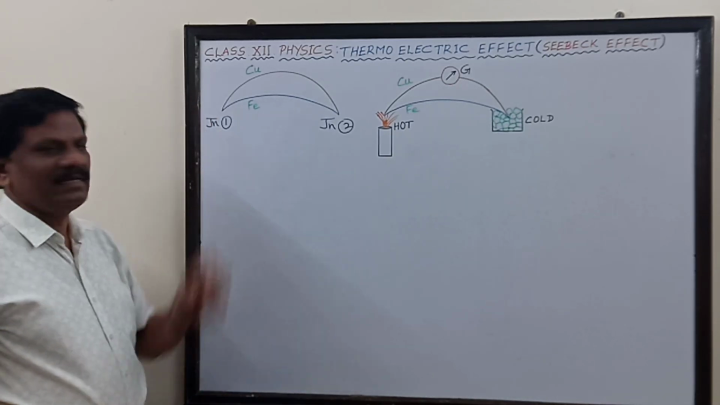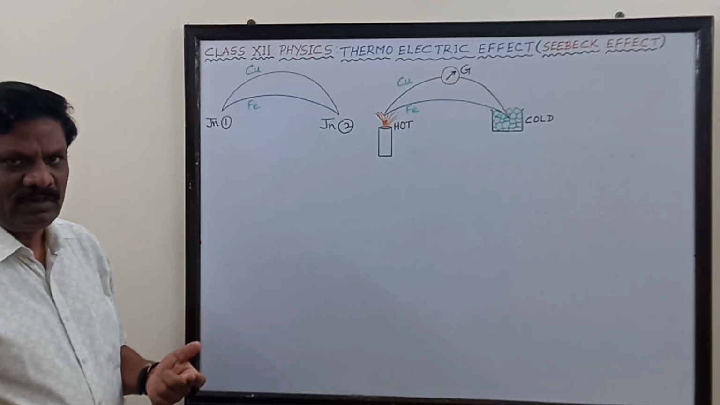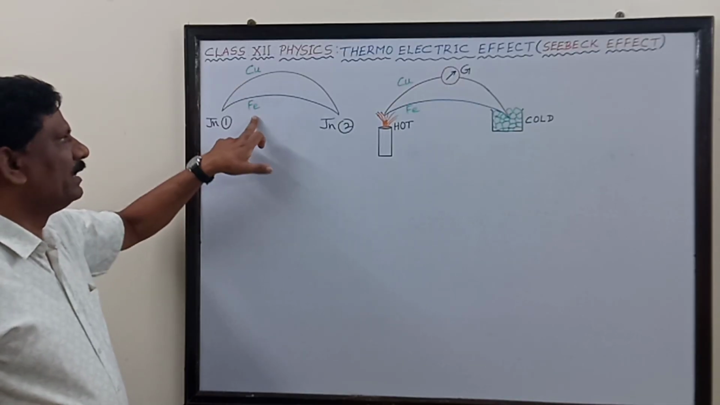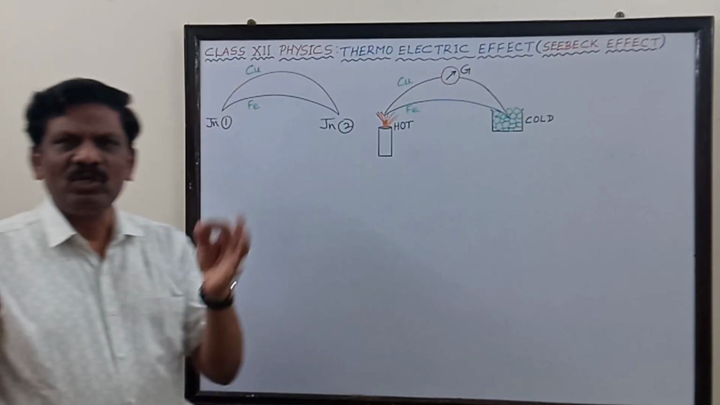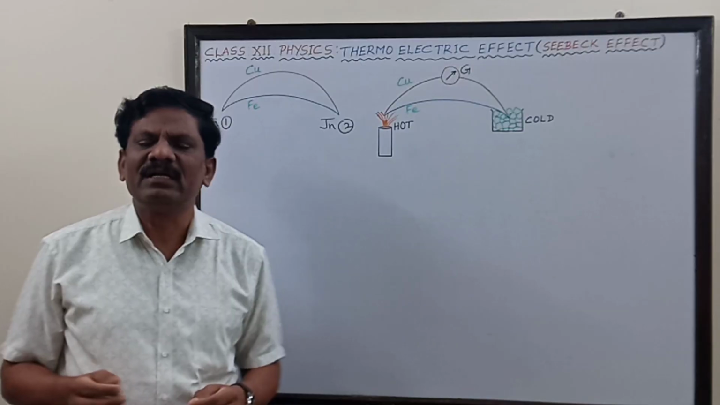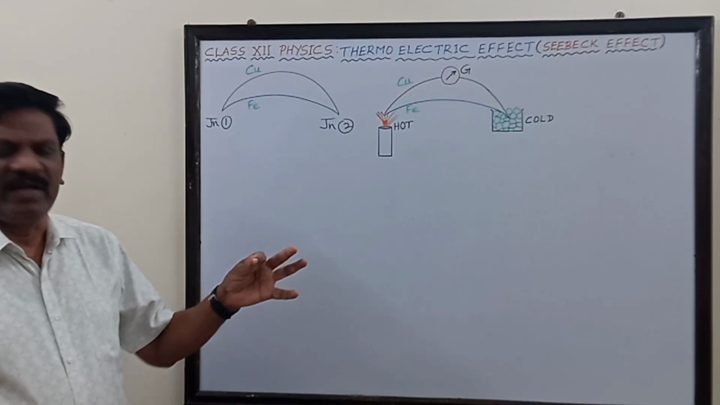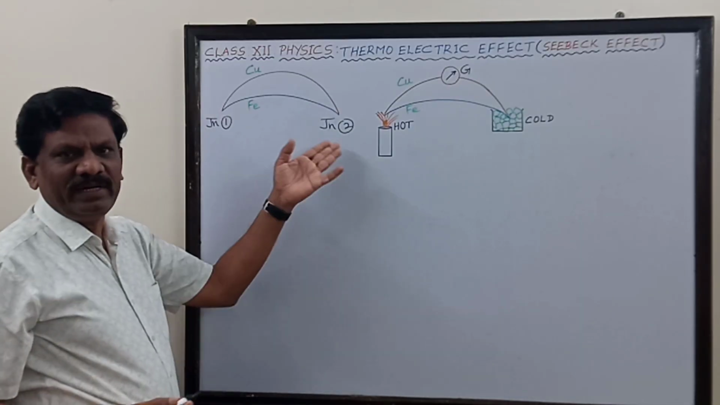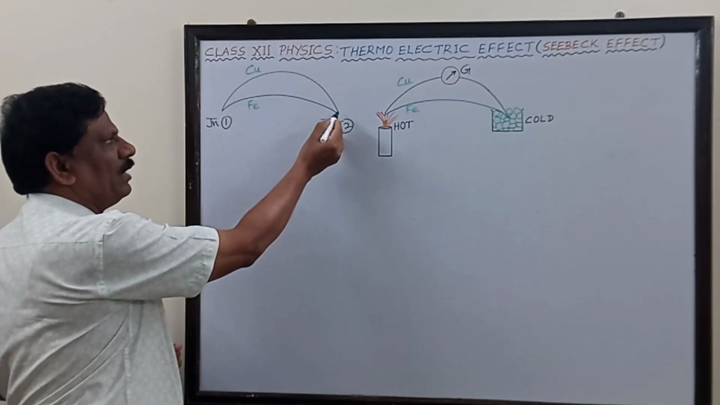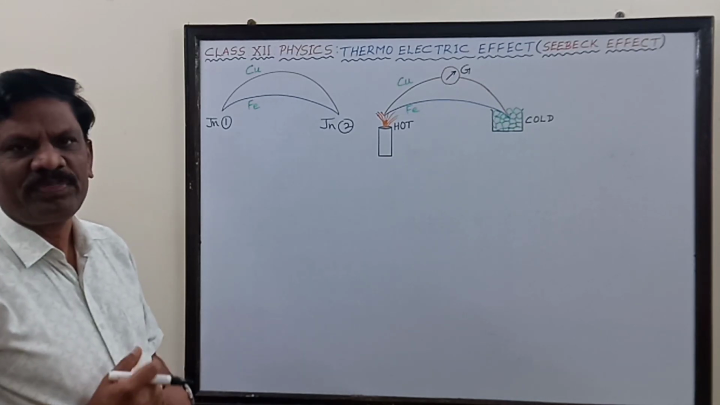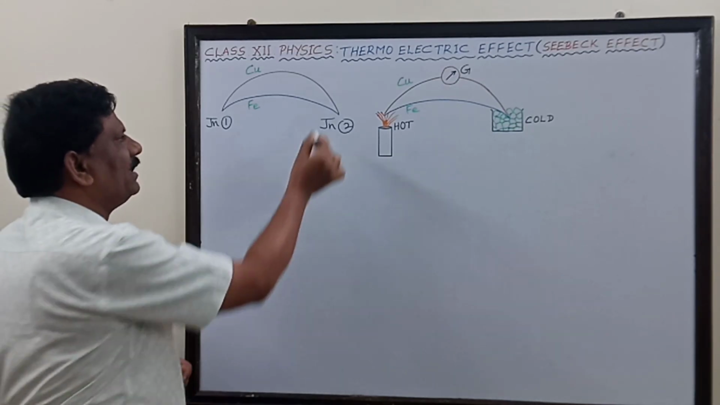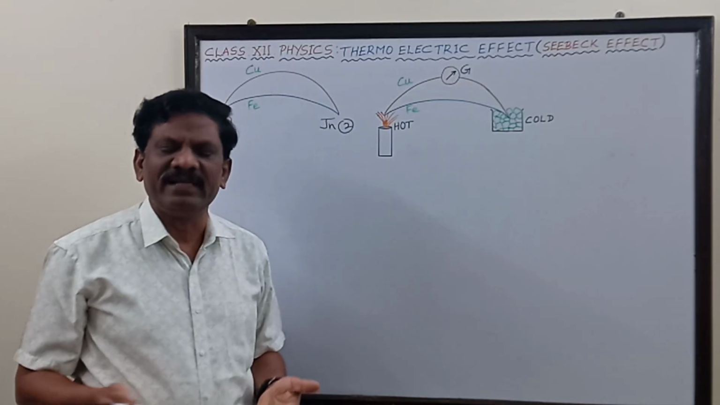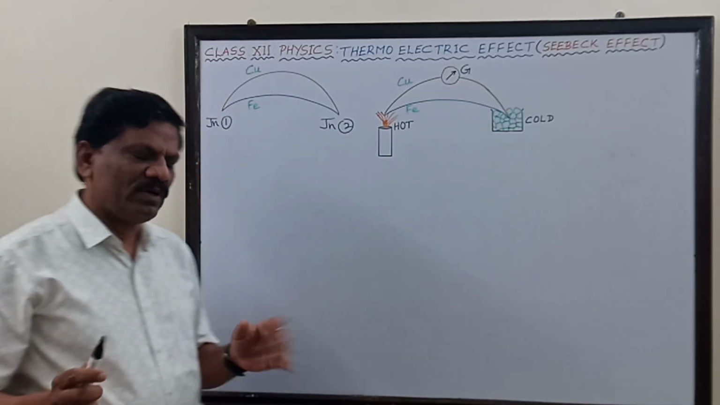Now let us consider a closed loop formed by taking two dissimilar materials, namely copper and iron. Take two separate wires, one made of copper, the other made of iron, joined at the two end points, so that you get two junctions. The left side is junction 1 and the right side is junction 2. If you touch a thermometer at these two junctions, they will show the same temperature, equal to the room temperature.